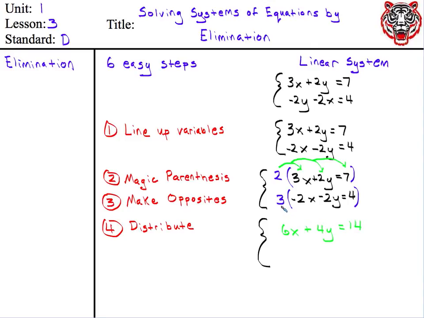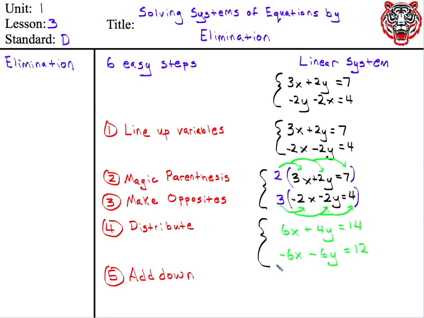All right, and then similarly, I'm going to distribute on the bottom. 3 times this negative 2x, that's going to be negative 6x. 3 times this negative 2y, that's going to be negative 6y. And finally, copy down the equal sign. 3 times 4 is 12. All right, now I just need to add straight down, and that is step 5. So step 5 is add down.